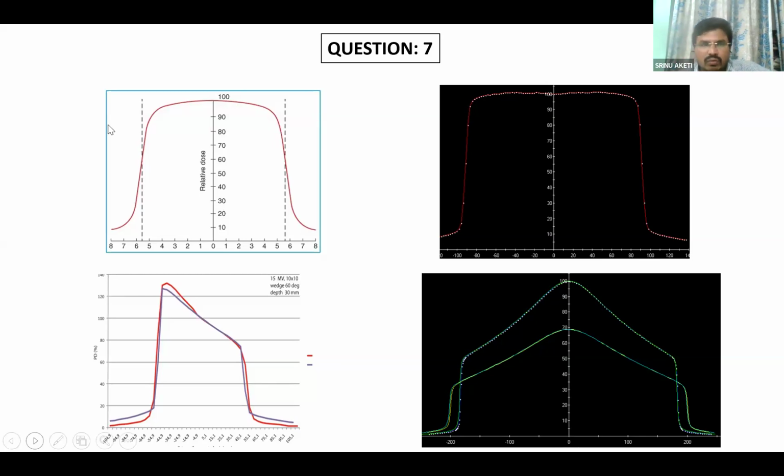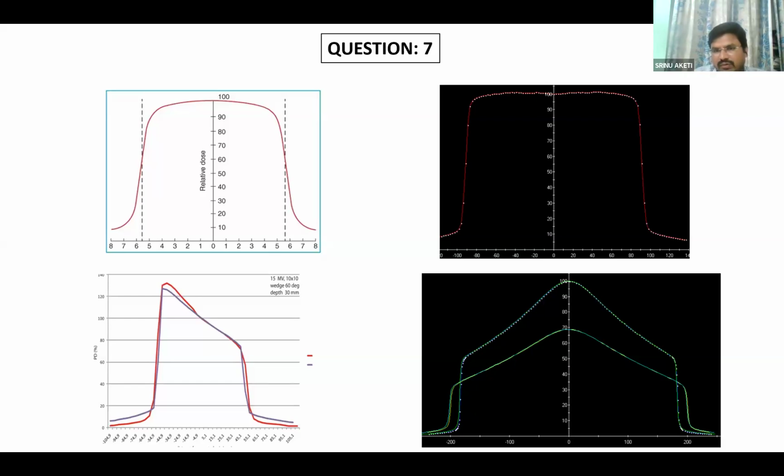So now tell me what profile it is. There are different profiles you have seen here. Can you tell me what the first one is? It's a photon beam profile, sir. As per my knowledge, all 4 are photon beam profiles here. Okay. And the second one is with the flattening filter beam, sir.